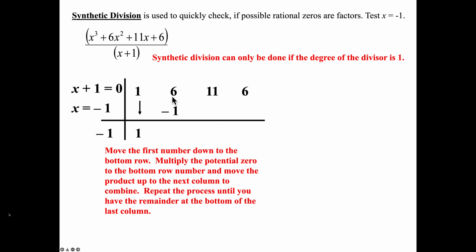Add this together. 6 plus negative 1, or 6 minus 1, just combine it, is 5. Repeat the process. Negative 1 times 5, negative 5. Combine 11 minus 5 is 6. Negative 1 times 6 is negative 6. Combine it with the 6 is 0.